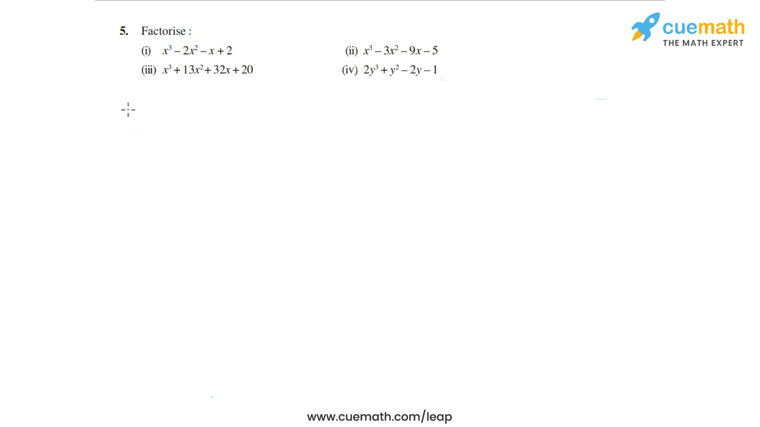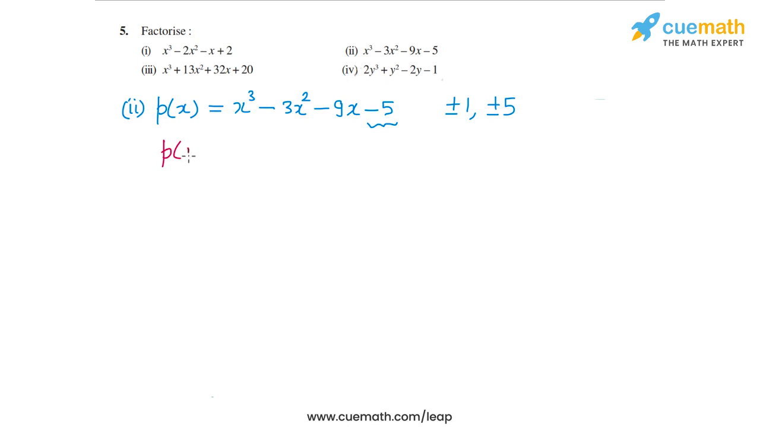So in the second part, the polynomial, again I'm taking this as p(x), is x cube minus 3x square minus 9x minus 5. So the constant term for this polynomial is minus 5. So to use the factor theorem, let's try and substitute some factors of minus 5 instead of x. So we can try plus minus 1 or we can try plus minus 5. So let's start with plus 1.